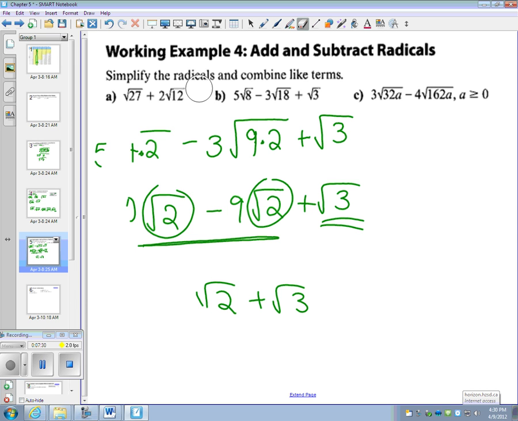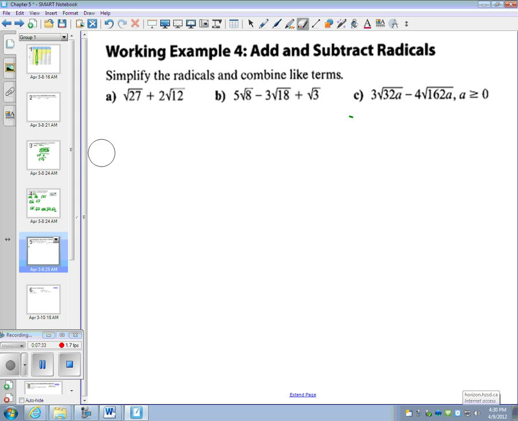Okay, let's try this last one. Oh, and we have some a's here. It says a must be greater than 0. Why did they choose that restriction? Well, let's look. We have the square root of something. If a was not greater than 0, if a was negative 3, we would have the square root of a negative number, which is imaginary, and we don't even know what that means yet.